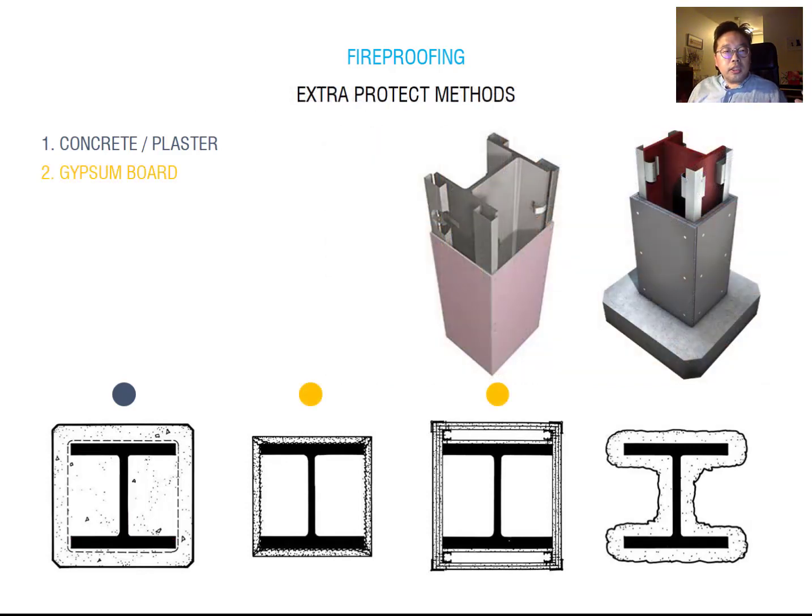So the next one is gypsum board. You remember about the gypsum board. 1 layer of gypsum board is 1 hour fire protection. 2 layers of gypsum board means 2 hour protection. Simply, for the metal structure, the metal column or metal beam, you can add some gypsum board covering it up to make the fire protection.